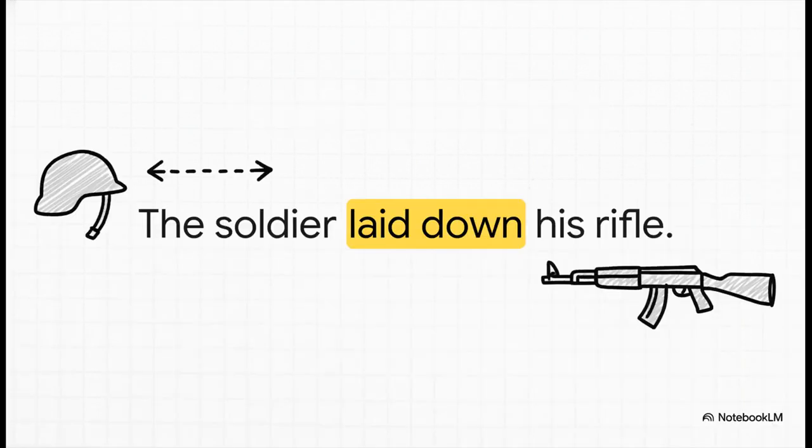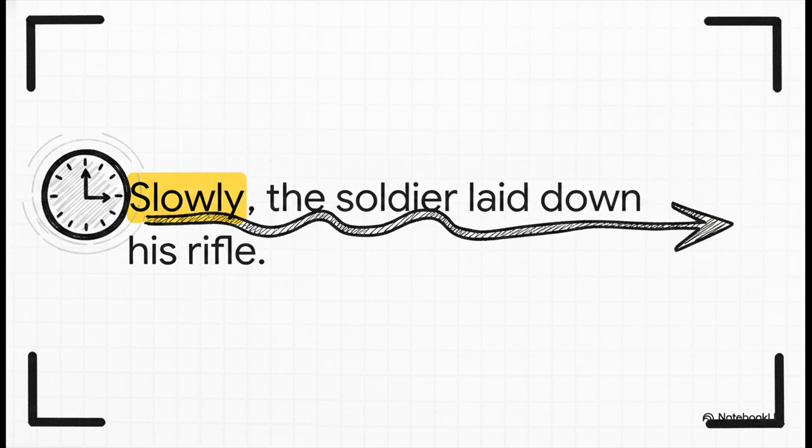Okay, let's start with this sentence. The soldier laid down his rifle slowly. Seems pretty straightforward, right? It's just a clear, simple statement of facts. You get the information and you move on. Nothing fancy. But watch this. We make one tiny little change, and suddenly the whole feeling shifts.